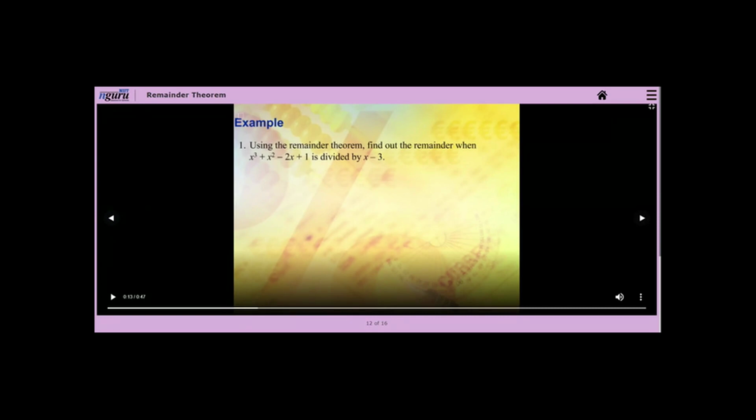3 cubed is 27, plus 9, minus 6, plus 1. Minus 2 into 3 is minus 6, because x minus 3 equal to 0 gives x equals 3. So, minus 2 into 3 is minus 6. Correct.